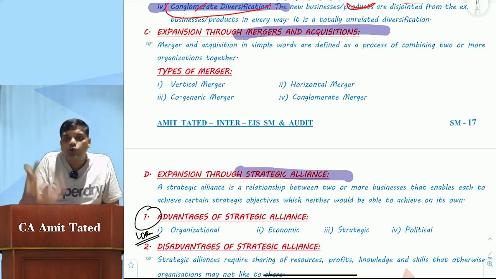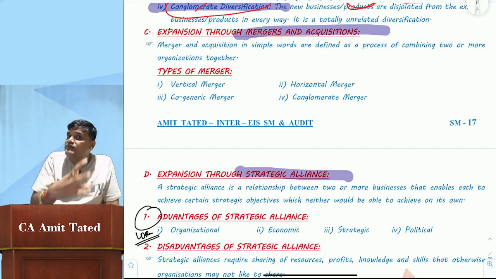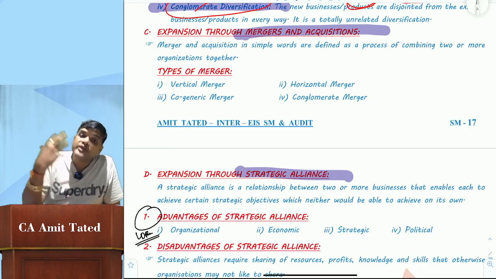Okay, now this is to achieve the strategy, Malik. Understood? Okay, so these are not strategy. These are not strategy, Malik. This is a means or mechanism to achieve the strategy.